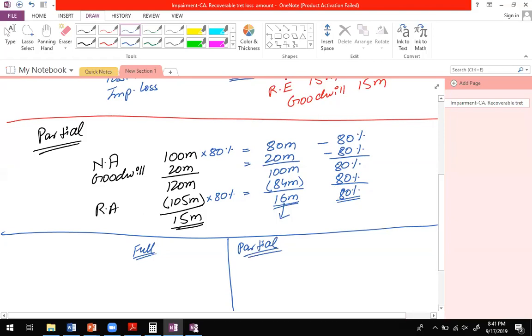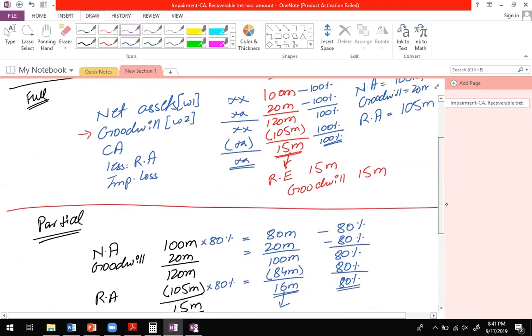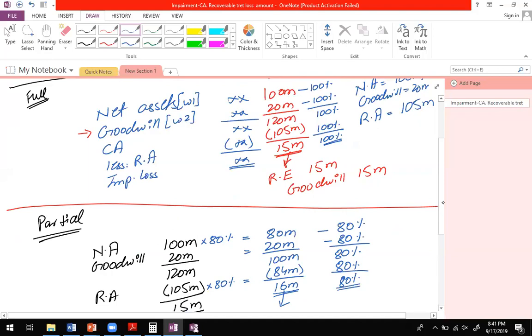So before going to the entries, if there is any question till over here, you people can ask. We have solved two different methods of calculating the impairment loss. In case of full goodwill method, everything was already at 100%, so we were not required to take the percentages. But in case of partial, we took 80% of the net assets and the recoverable amount so that all of the values, all of the calculations are in 80% form.